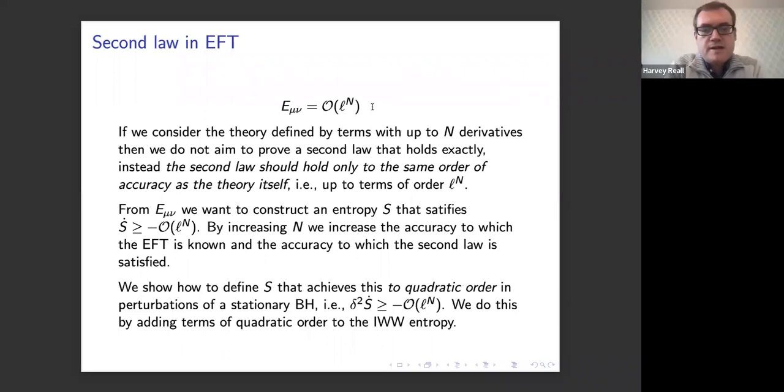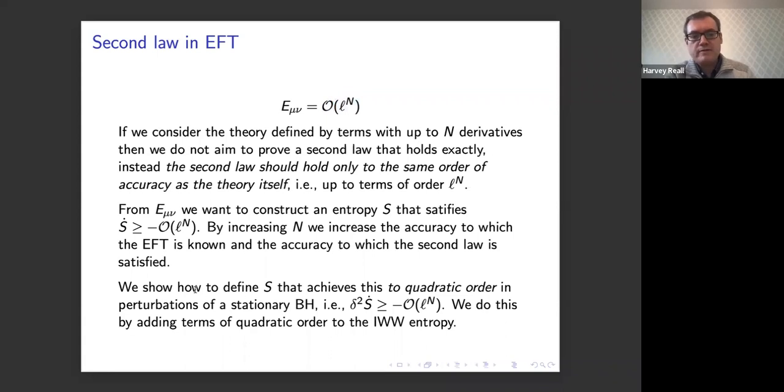So the second thing that we do that's novel, I think, is that if we have equations of motion like this, we don't know the equation of motion exactly, but only modulo these higher order terms. And so since we don't know the equation of motion exactly, we shouldn't aim to prove a second law that holds exactly. And instead, the second law should only hold to the same order of accuracy as the theory itself. In other words, modulo possible higher order terms of this order.